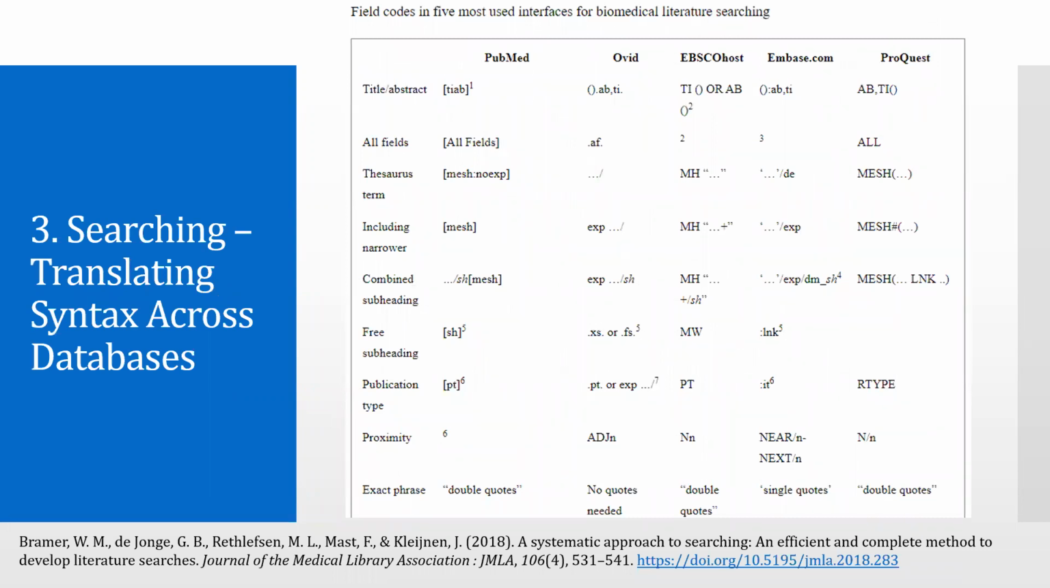And then translating the search across different databases. So they all use slightly different field codes. So we can help you with translating that. This is a chart of the field codes in the 5 most common biomedical databases. So you can see, for example, in PubMed, if you want to search in the title or abstract, it's TIAB in brackets, but then in ProQuest, for example, it's AB, TI with your search terms in parentheses there. So that's what we mean by translating the syntax.